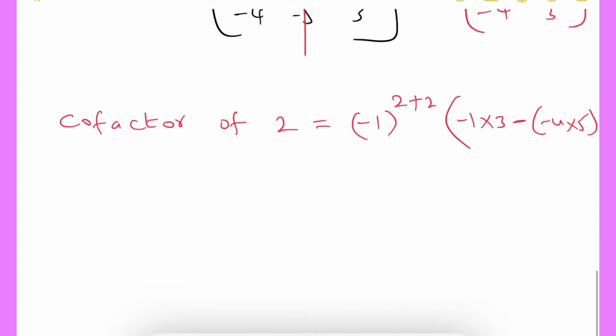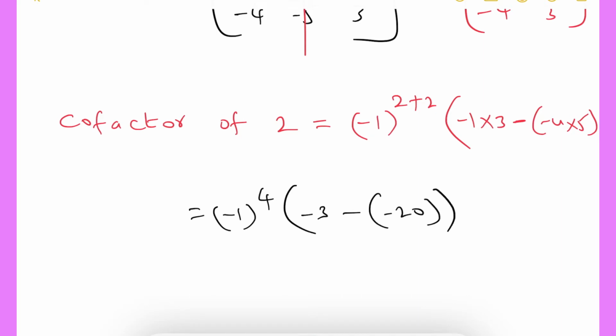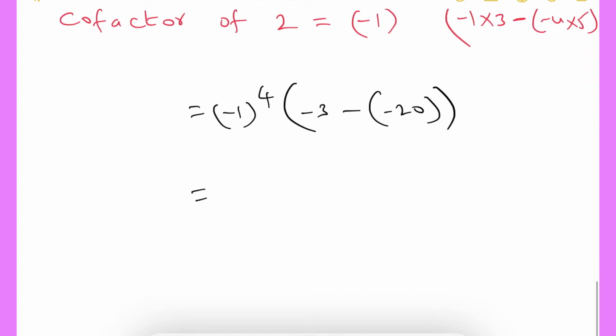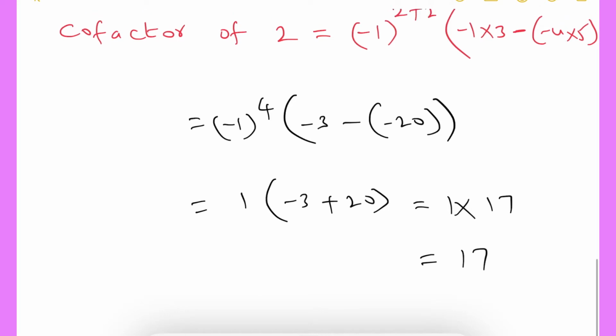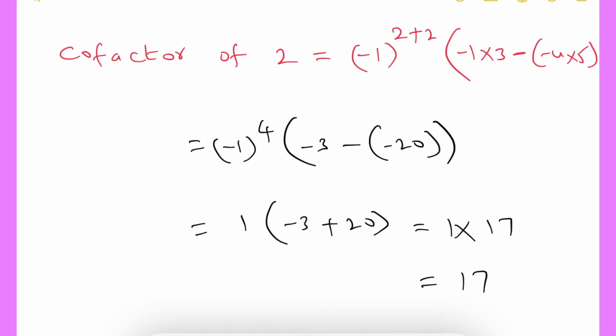Okay, let's simplify this. Minus 1 whole power 2 plus 2 is 4, times minus 1 into 3 minus minus 4 into 5, which is minus 20. So that is nothing but minus 1 whole power 4, which is 1, into minus 3 minus into minus plus 20, which equals 1 into minus 3 plus 20, it is 17. So this is nothing but 17. So the cofactor of the element 2 is 17.